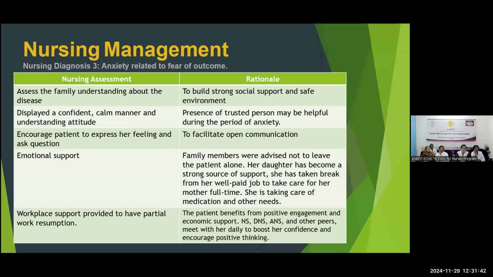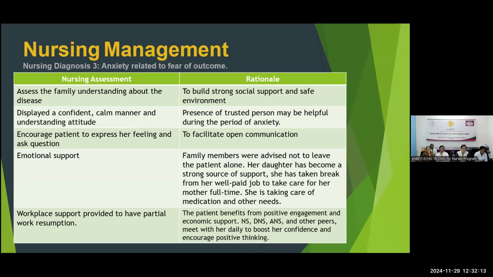So her daughter is a very strong social support for her. She is present 24/7 with her, and encourages the patient to express her feelings and ask questions to facilitate open communication. The emotional support was provided by her family member so she does not live alone. Her daughter has become a strong source of support. She has taken a break on her well-paid leave, and she is taking care of her mother 24/7, taking care of her diet and medicine and everything.